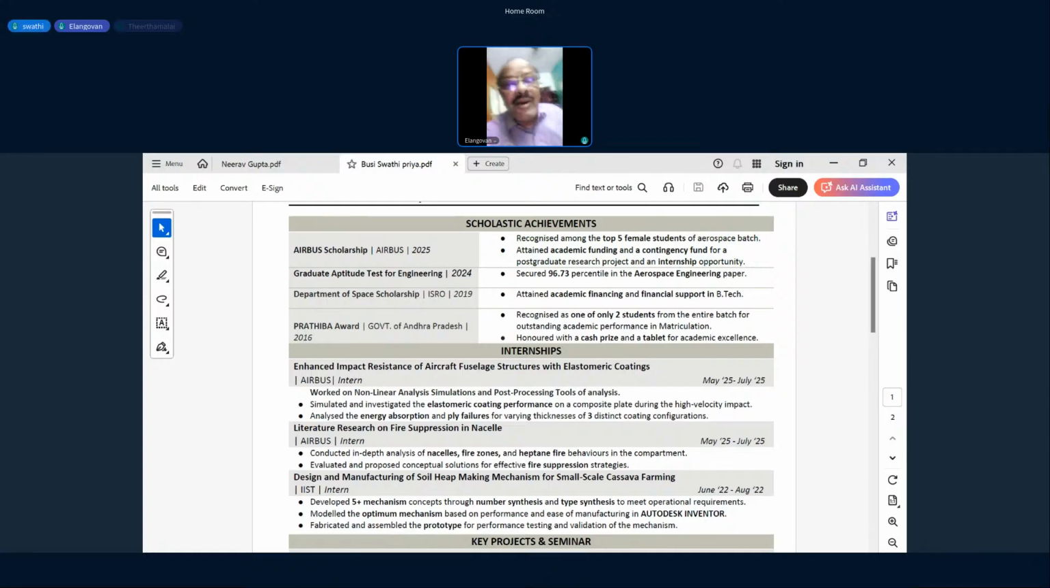Overall weight means the weight of propellant. What is the weight of GSLV, or LVM3 also? Tell me the weight of any rocket, GSLV or LVM3 or PSLV. What is the order of the weight? Sorry, sir, I'm not aware of it. Okay, right. Kindly go through.